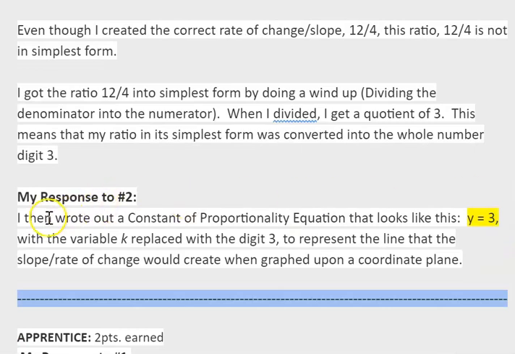Let's take a look. I then wrote out the constant of proportionality equation. It looks like this: y equals 3. And now you can see I have that highlighted in yellow because that equation is incorrect. It should be y, as you remember earlier, equals 3x. They're missing the variable x.